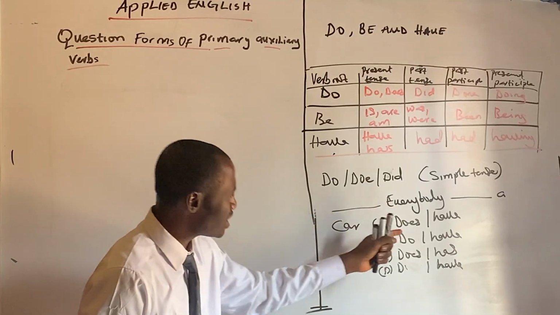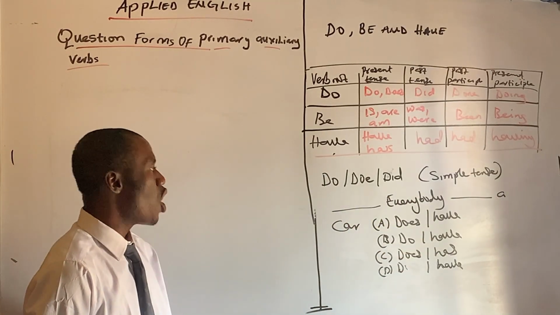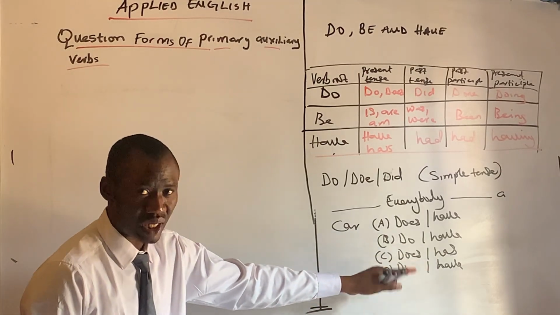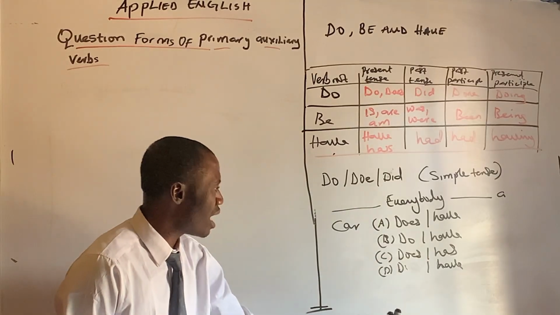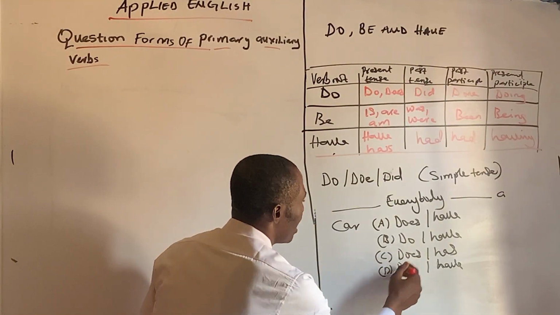Let's look at the first option. Does everyone have a car? Of course, that's the correct answer. But let's evaluate the second, third, and fourth options. Do everybody have a car? Does everybody has a car? Do everybody has a car?